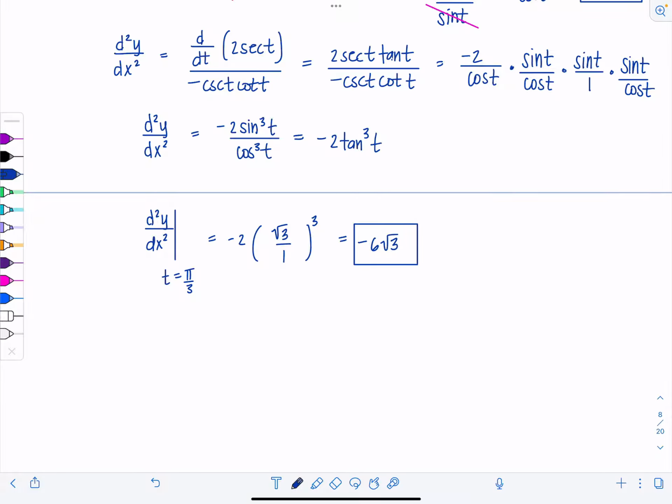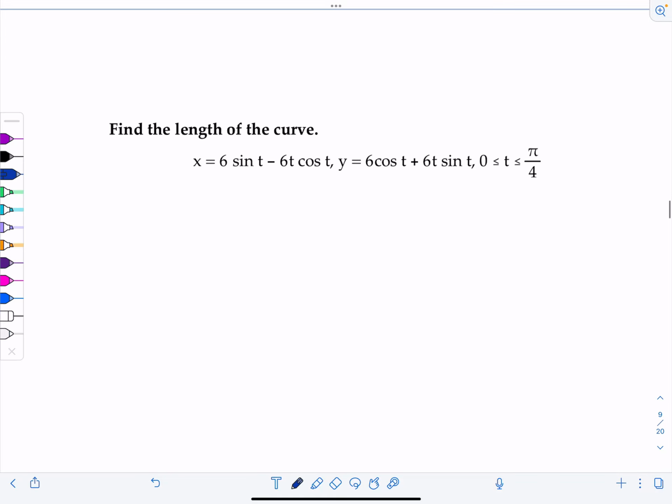Okay, good. Other idea for parametric that you need to know is arc length. So I know in part 2, I'm pretty sure we went over the arc length formula for Cartesian rectangular coordinates.